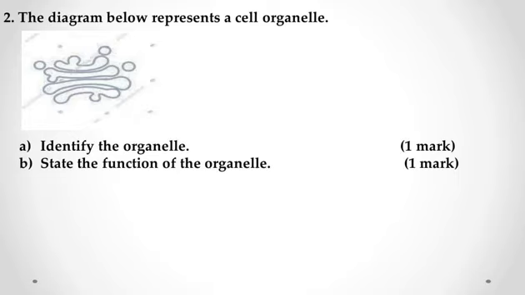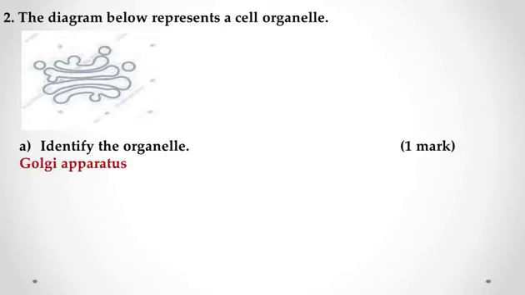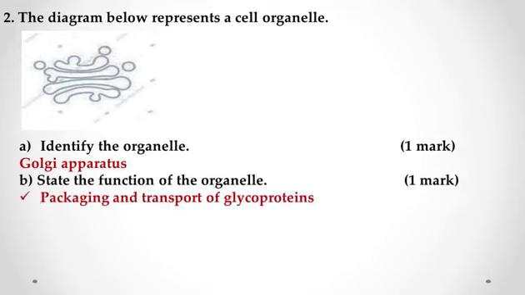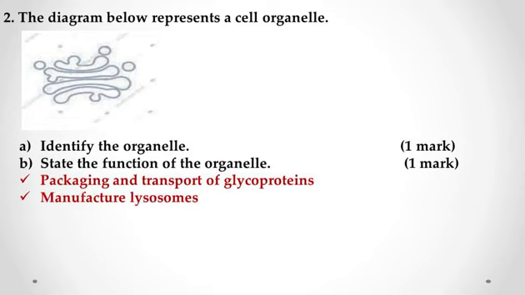Question 2. The diagram below represents a cell organelle. A: identify the organelle, and B: state the function of the organelle. This organelle is the Golgi apparatus, and the Golgi apparatus has several functions. Among these functions is the packaging and transport of glycoproteins. It also manufactures lysosomes, and another function is synthesis of enzymes.